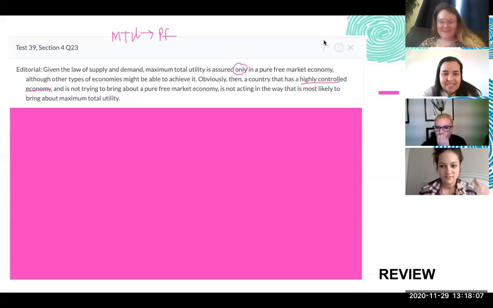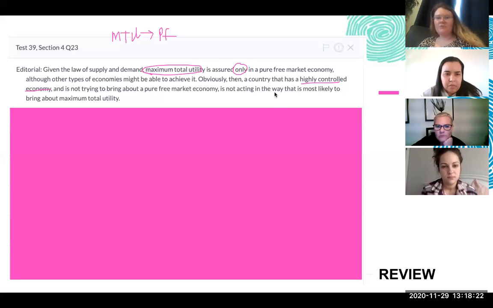But okay, so I have a question about your necessary and sufficient conditions though, because if we have maximum total utility, it says is assured only. So what does that mean? So that means that if you have a pure free economy, right? That means you're definitely going to have maximum total utility, right? Because this says is assured, so this is guaranteed. Right. So maximum, yes, then free market economy. And then, other economies potentially could achieve this, correct? There could be other ways to get there.